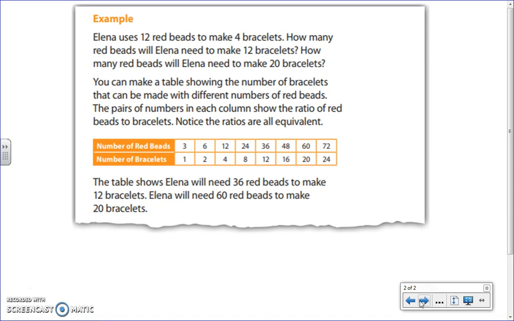Alina uses 12 red beads to make 4 bracelets. How many red beads will Alina need to make 12 bracelets? How many red beads will Alina need to make 20 bracelets?